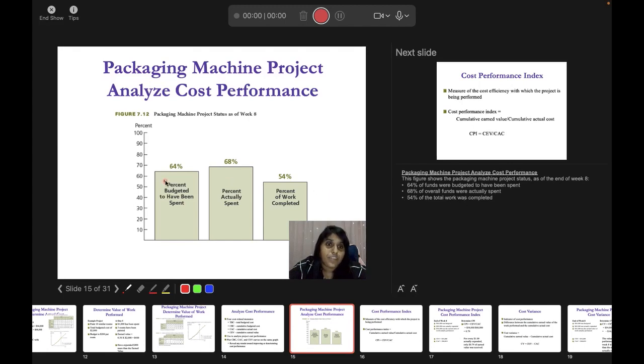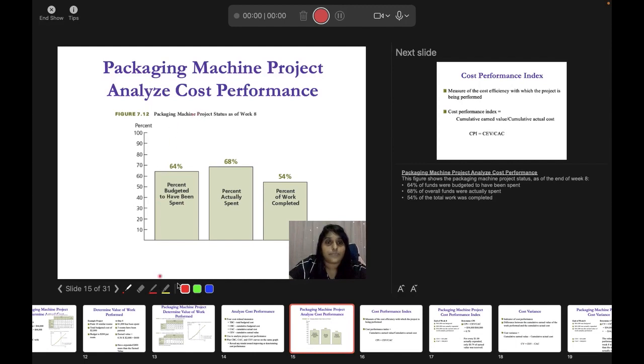Okay, 64% from the budget has been spent, 68% from the actual cost has been spent, and only 54% of work has been completed. Now let's say your budget is 100,000, you have used 64,000, you only have the remaining 36,000 left, but your progress is only 54% completed. You still have a further 46% to complete, but you only have 36,000 left.